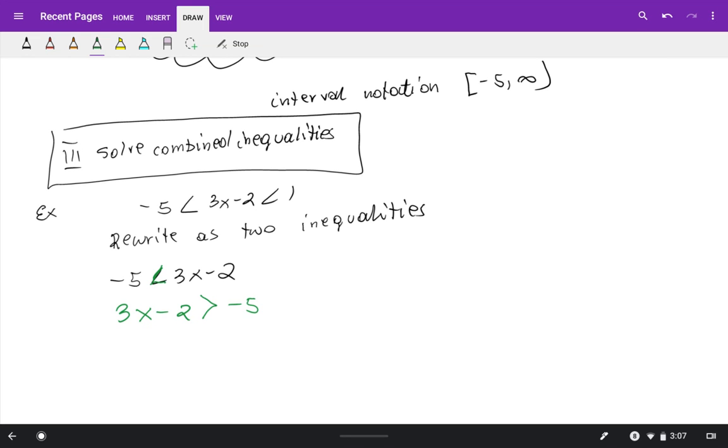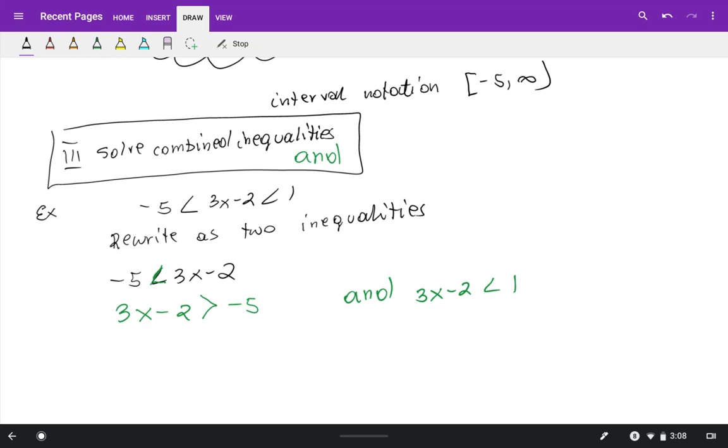And when you have combined inequalities, you have the word and. The second inequality is this one, 3x minus 2 is less than 1. And now we're just going to solve both inequalities for x.